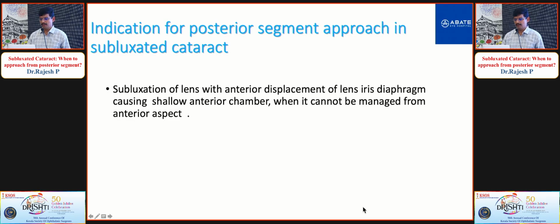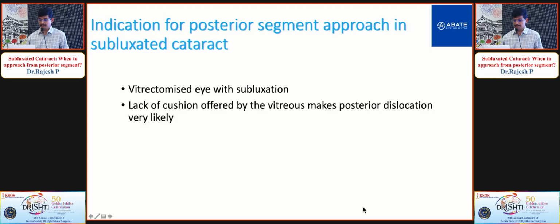Then probably there is another situation where the lens is dislocated or subluxated anteriorly, so that the entire lens iris diaphragm is pushed forward. There is hardly any space in the anterior chamber. Already there is a lens corneal adhesion or peripheral iris corneal adhesion, where it is difficult to manipulate from the anterior segment. That could be another situation where you can manage it from the posterior segment.